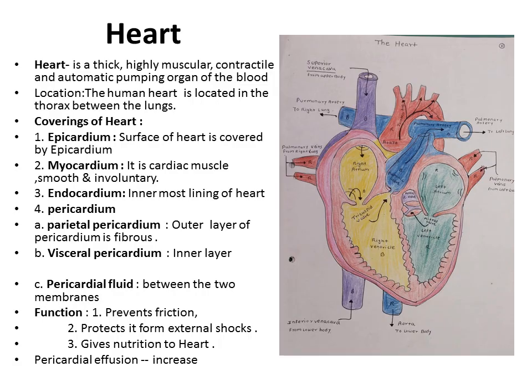The pericardium is of two parts: the parietal pericardium, the outer layer, which is fibrous in nature, and the visceral pericardium, the inner one. The space between the parietal and visceral pericardium is called the pericardial space, and it contains a fluid called pericardial fluid. The functions of that fluid are to prevent friction, protect the heart from external shocks, and give nutrition to the heart. If in any disease the pericardial fluid is increased, it is called pericardial effusion.